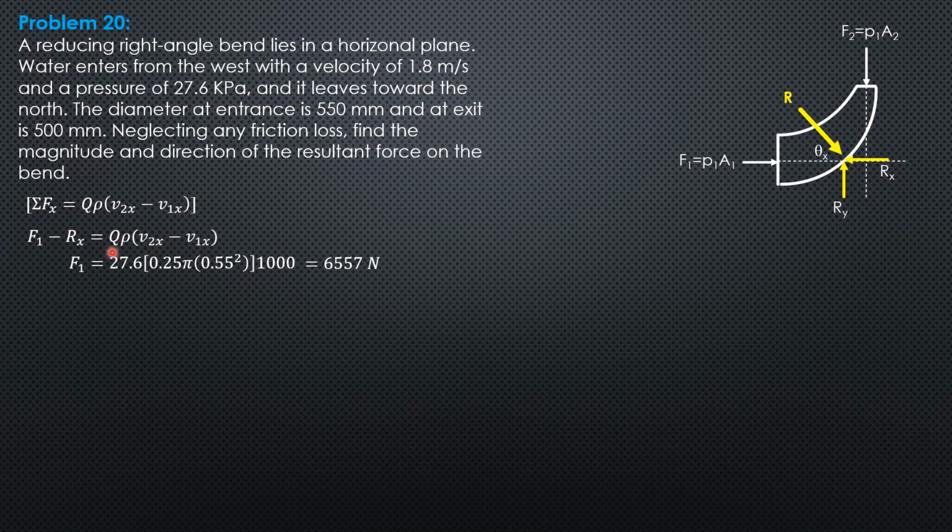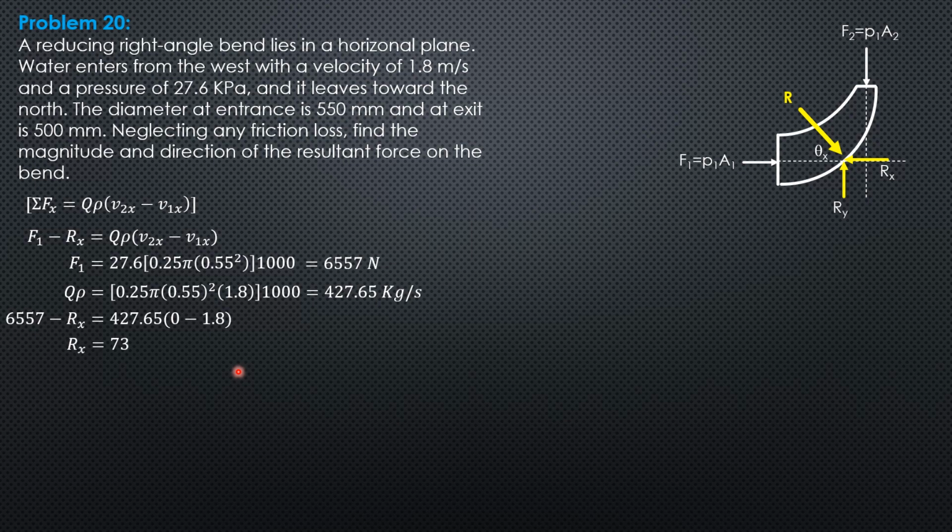Then Q times rho is area, 0.25 pi times 0.55 squared, times velocity 1.8, times density of water 1000 kg per cubic meter. So 427.65 kg per second. Then we can now compute Rx. 6557 (F1) minus Rx equals 427.65 quantity V2x, which is 0 because it is upward, minus V1x, 1.8. So solving for Rx is 7327 newtons leftward as indicated in the figure.